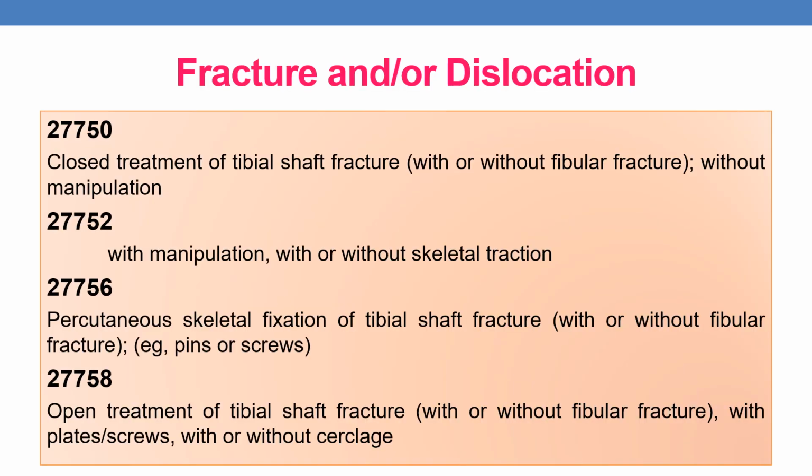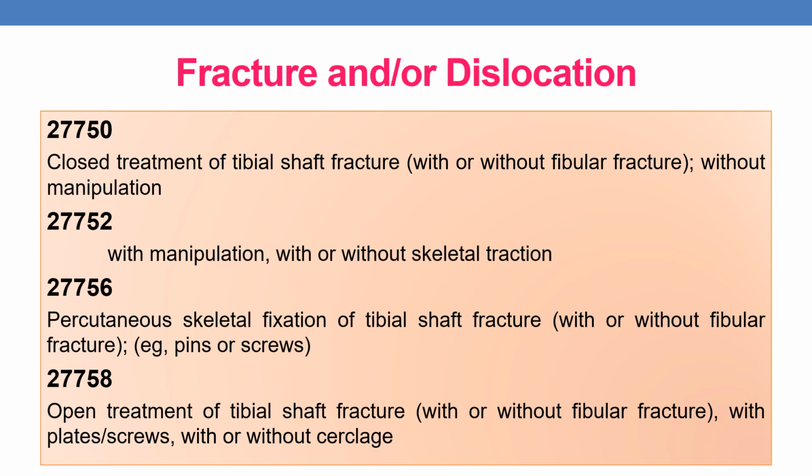Now coming to fracture and or dislocation codes. The first CPT is 27750. It deals with closed treatment of tibial shaft fracture with or without fibular fracture without manipulation. And if it is done with manipulation, that is closed treatment of tibial shaft fracture with manipulation with or without skeletal traction. The next CPT is 27756.